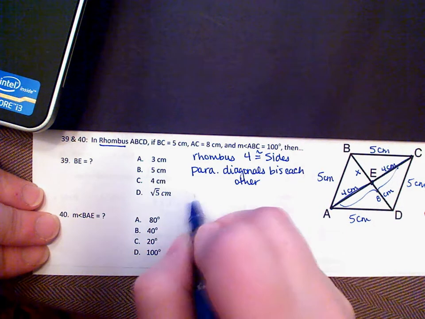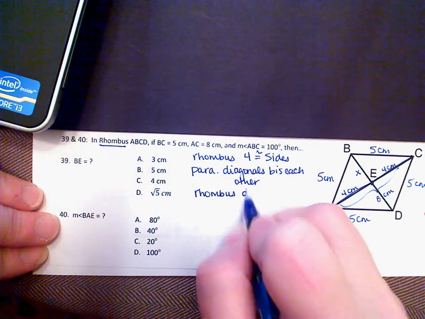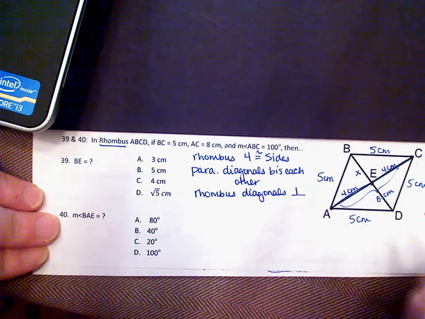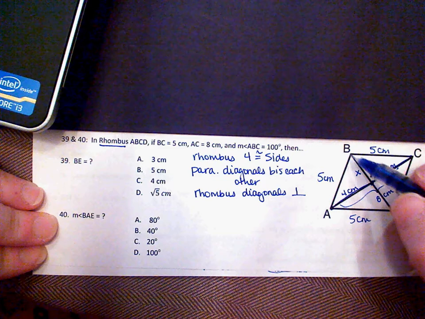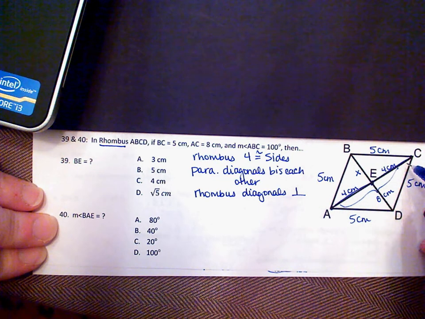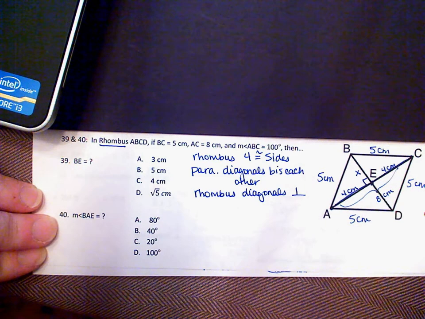Another thing that I know about a rhombus, about its diagonals, is that they are perpendicular. The diagonals are perpendicular, which means they create right angles when they intersect. So when this diagonal BD intersects with side EC, it creates a right angle relationship here.